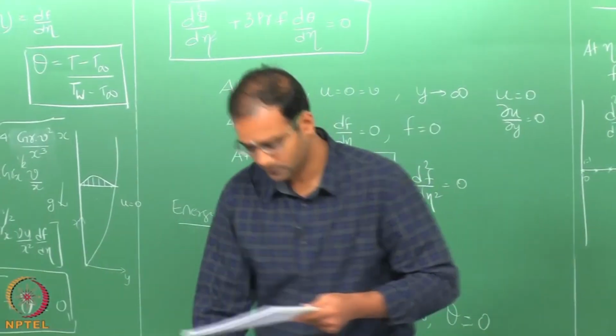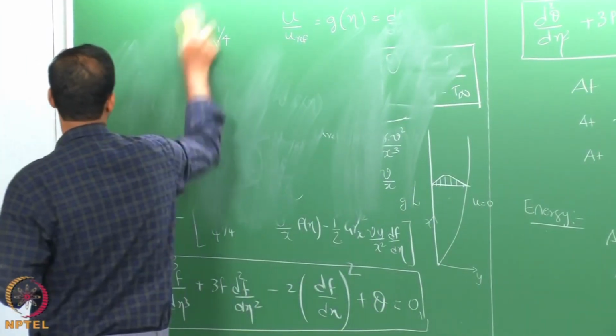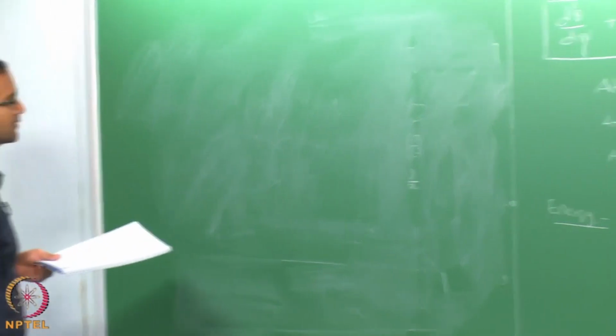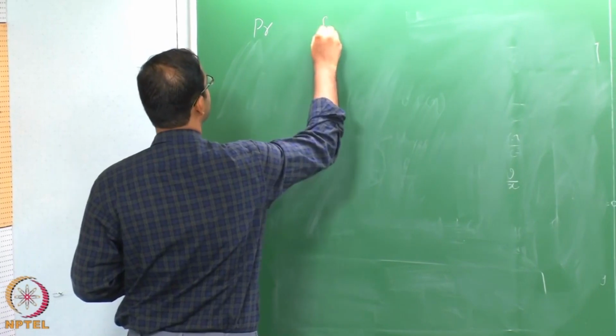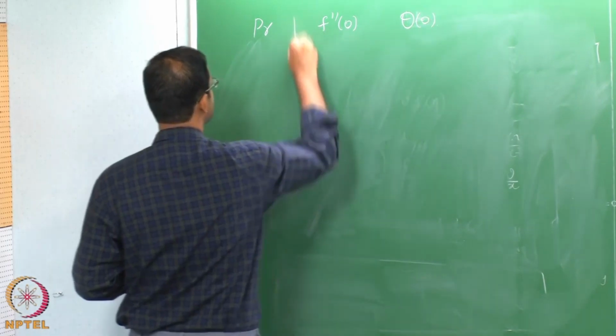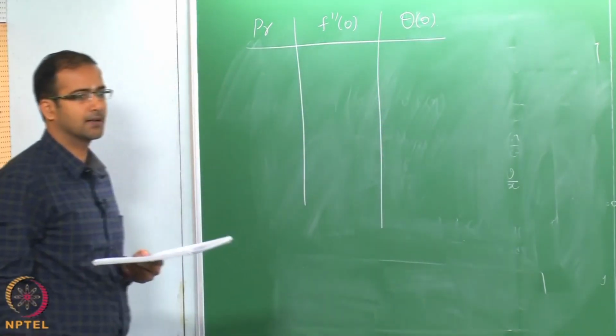I will just give you how the gradients look, the gradient of velocity as well as temperature at the wall, because these are the important quantities to calculate the skin friction coefficient and the Nusselt number. Then we will go ahead and see how the profiles of velocity and temperature look. So for Prandtl number, we have f double prime of 0 and then theta of 0. Finally, this is what you guess, and after you reach a converged solution, these will be your final values.